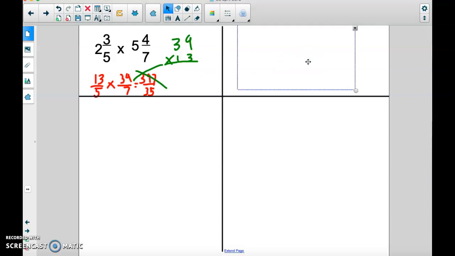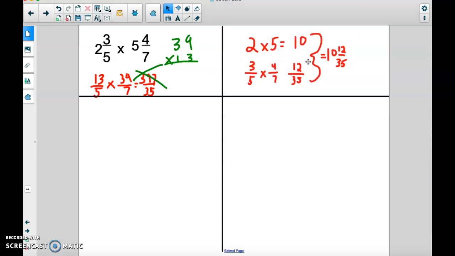Another strategy that I'm seeing that is incorrect is this, and I saw this one a bunch yesterday. People would just go, okay, I'm going to take 2 times 5, and I get 10, 3/5 times 4/7, 12/35, bunch it together, 10 and 12/35. That is wrong. Remember, I even brought this up yesterday. I said you can either do improper fractions or a box. This is not how we go about solving it. You need 2 and 3/5 groups of 5 and 4/7. So you need 2 groups of 5, 2 groups of 4/7, 3/5 of a group of 5, 3/5 of a group of 4/7. Okay?